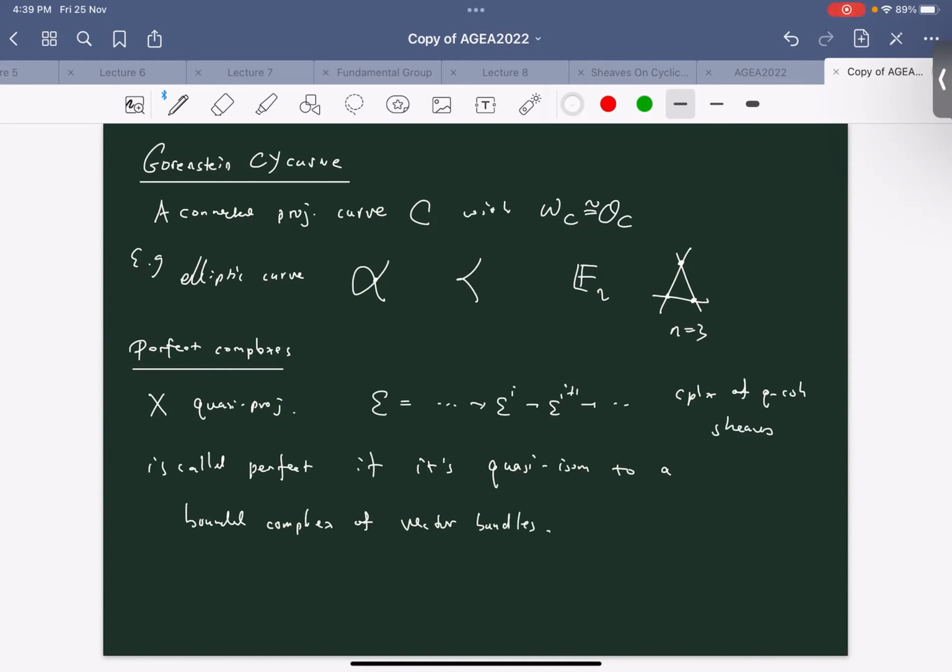Okay, so this is standard terminology. I denote this stack or category of perfect complexes by perf X. Okay, so this contains some interesting substacks.